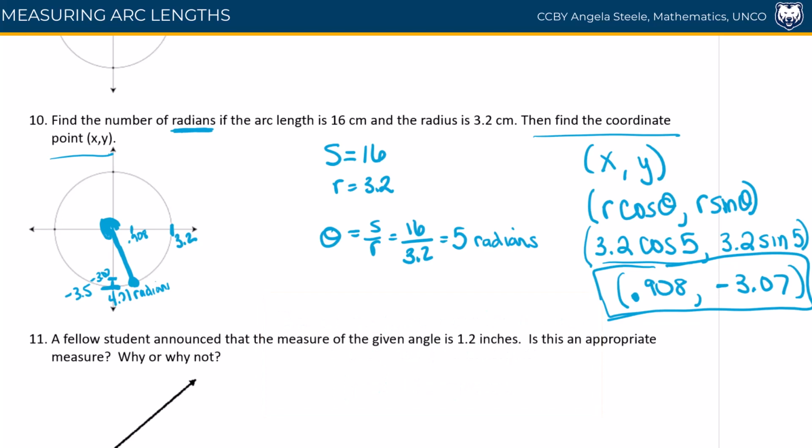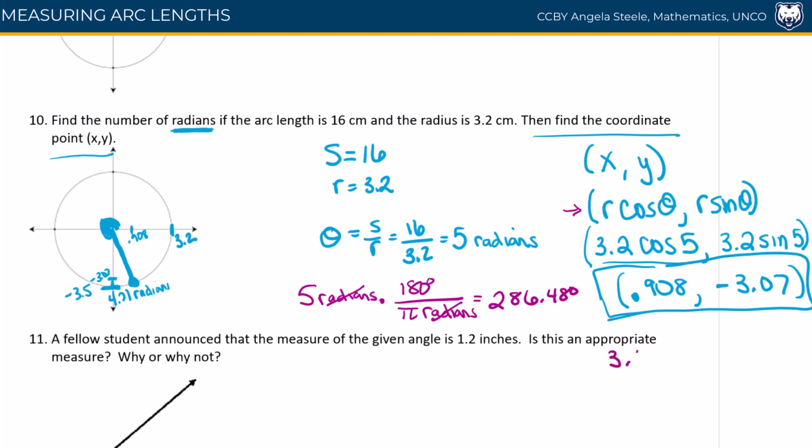Alternatively, one other thing you could have done is taken this value of 5 radians and converted it into degrees. So let's go ahead and actually do that real quick. So 5 radians, we can convert that by multiplying by 180 degrees over pi radians. The radians are going to cancel, which gives us 286.48 degrees. And then we can use this same formula right here.